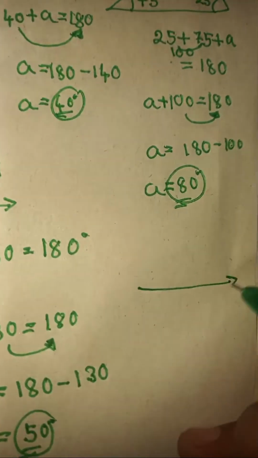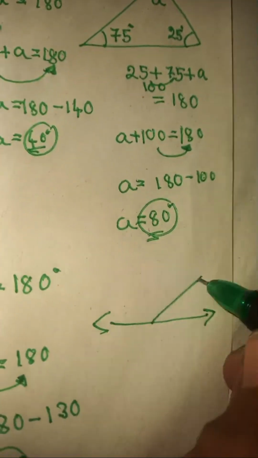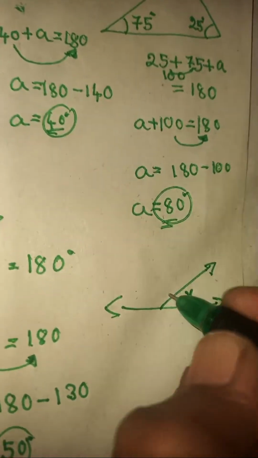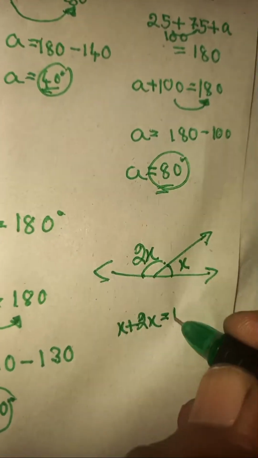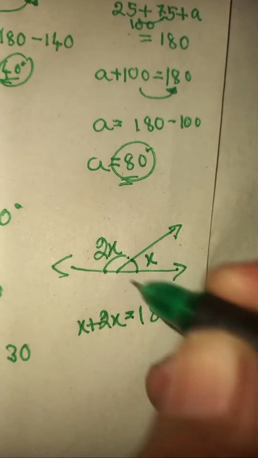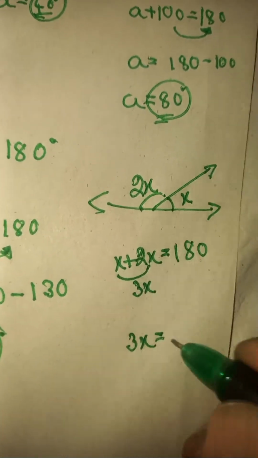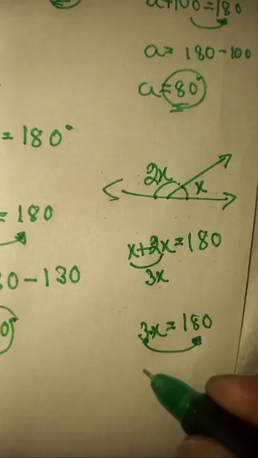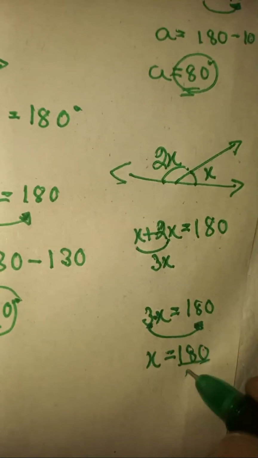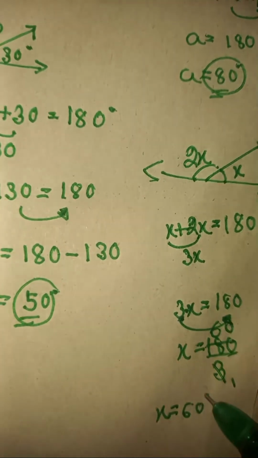Let's take one more problem. Here they have given this one as x, and here they have given 2x. x plus 2x equals 180 degrees, because they are angles on a straight line. x plus 2x makes 3x, so 3x equals 180. And if you take 3 that side, it comes in the denominator. x equals 180 by 3. 3 ones are 3, 3 sixes are 18, and 0 with it. x equals 60 degrees.